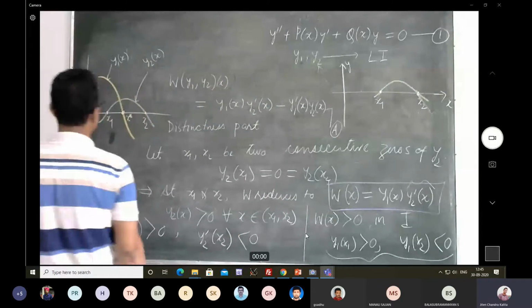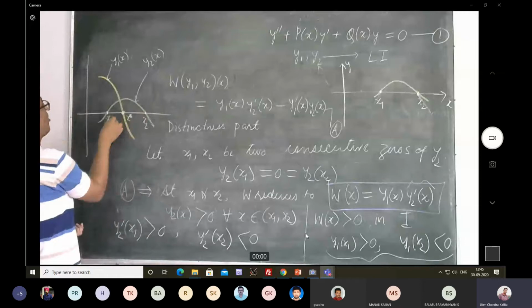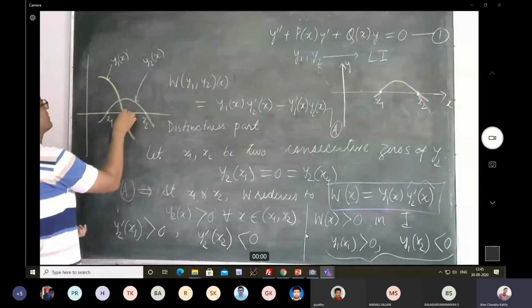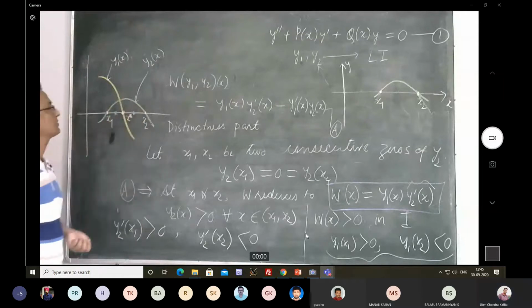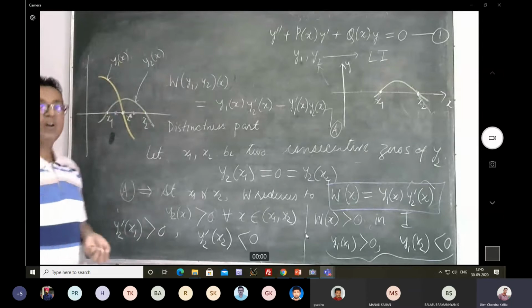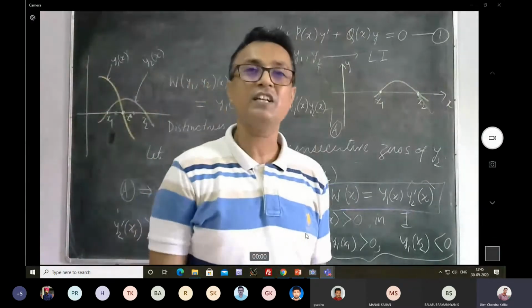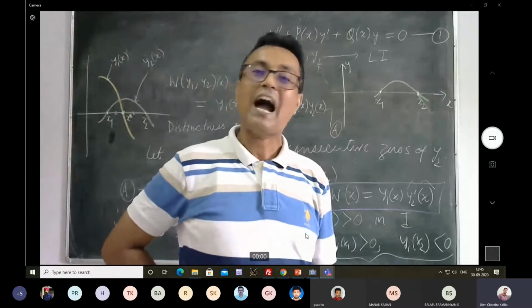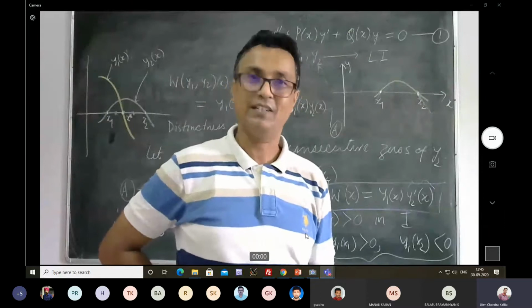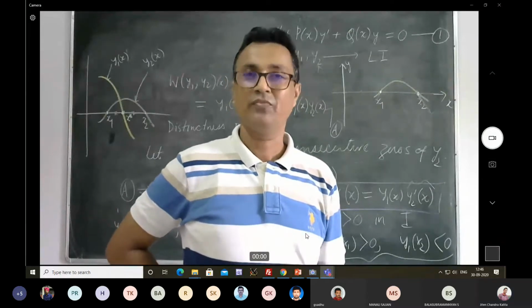Let me tell you. Suppose it has more than one zero in the open interval x1, x2. Like suppose it has say two zeros. So suppose I have one zero here and another zero here. So then what is going to happen? The way we have proved the theorem, I had taken the consecutive zeros of y2. I could have started with consecutive zeros of y1, and I would have arrived at the same conclusion, isn't it?